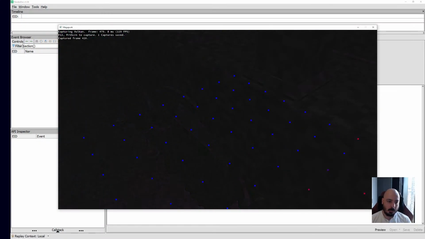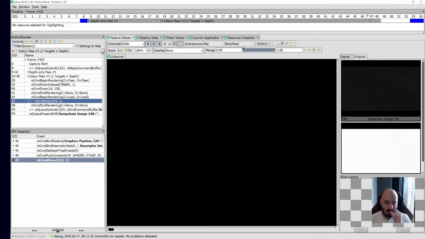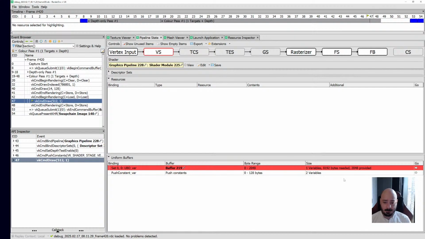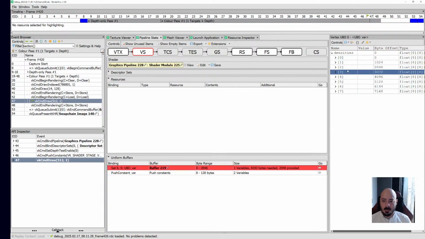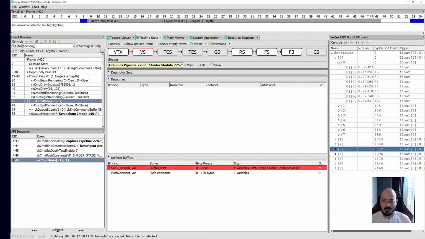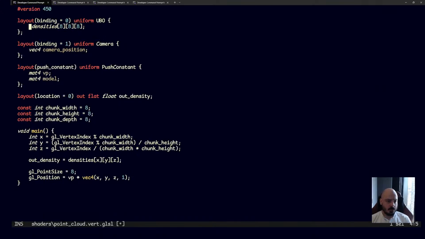Okay, we've got our one layer. Let's have a look. So 8,192 bytes needed. 2048 supplied. So if we have a look here at our densities, we seem to have the problem that I was talking about. So how do I fix this? Maybe I did just use 128 here.